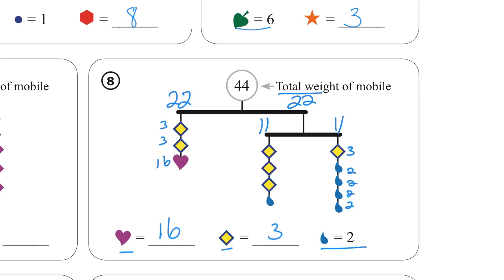This time I solved it without doing any simplifying, but you definitely could and maybe should do simplifying. It makes it easier. But I just labeled every drop here as being 2, and then I knew that my diamond had to be 3 to get to 11. And over here, once I knew that my diamonds were 3, I knew my heart had to be 16, so that this side would total 22.